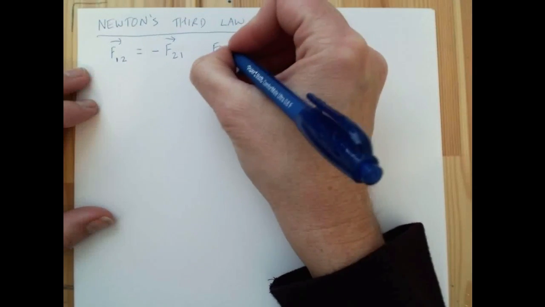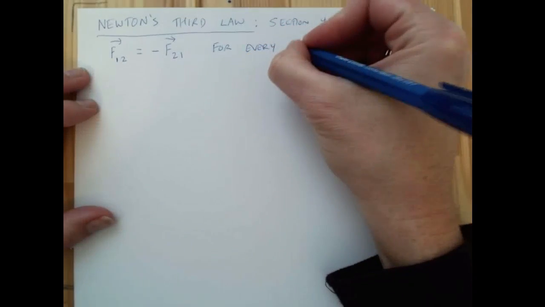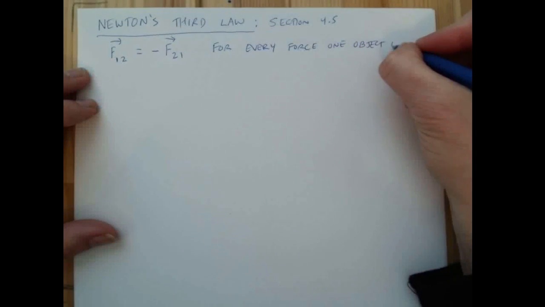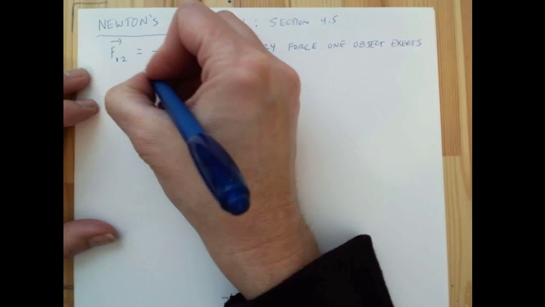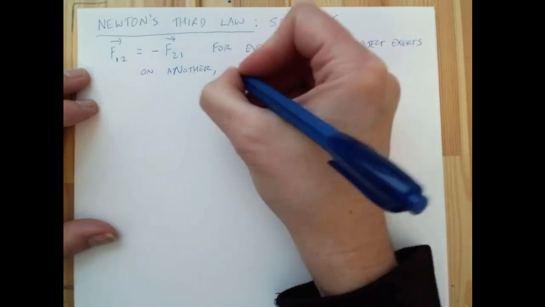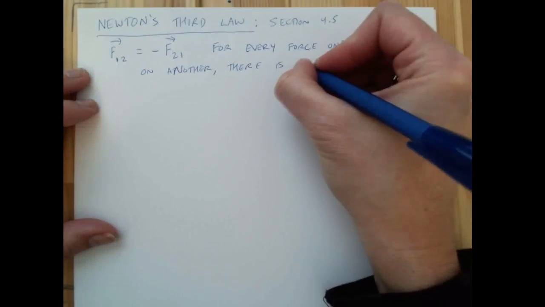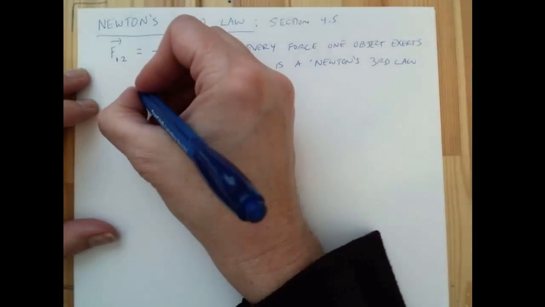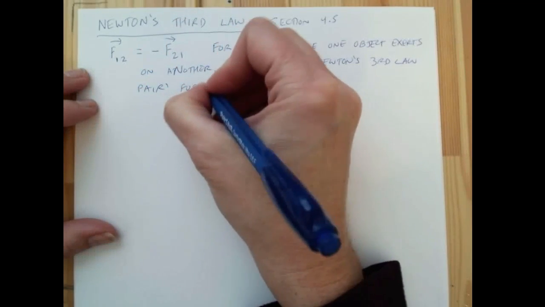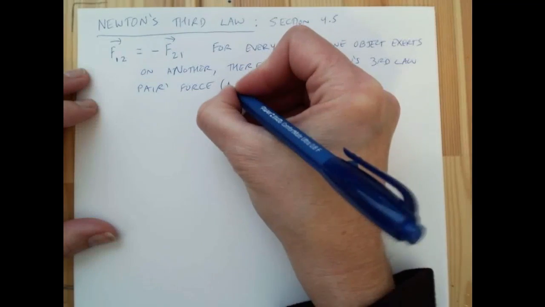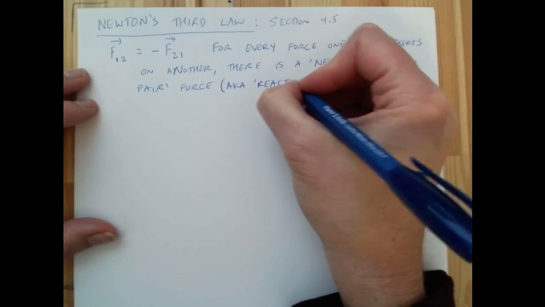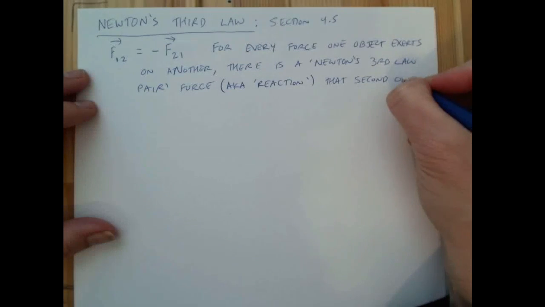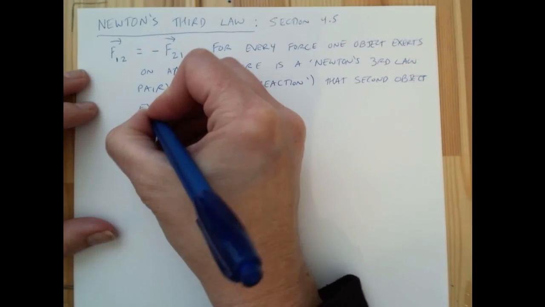So what we can say for a statement is that for every force that one object exerts on another, there is a so-called Newton's third law pair force, which is also sometimes called the reaction force, that the second object exerts on the first.